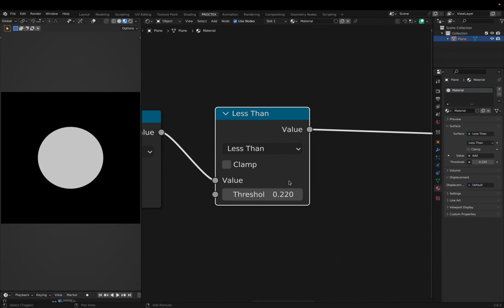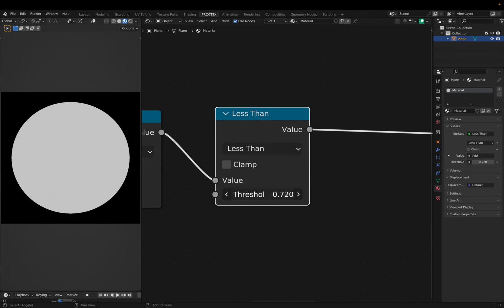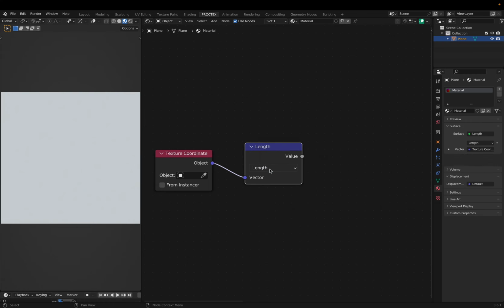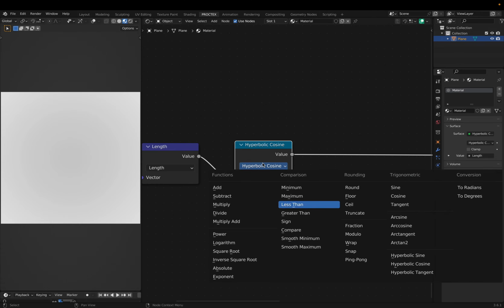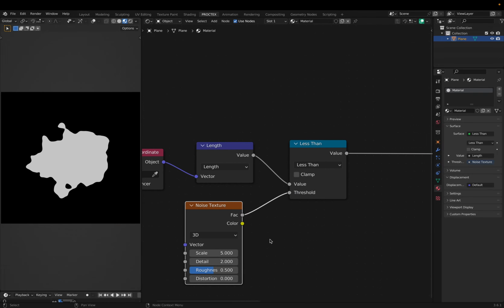So if I change this value at a constant rate, it's faster here and slower on the ends. Instead of using that method, I recommend we just use vector math set to length to get this linear gradient, then using a less than node to get this output. You can do all kinds of things with this, like for example, randomizing it.